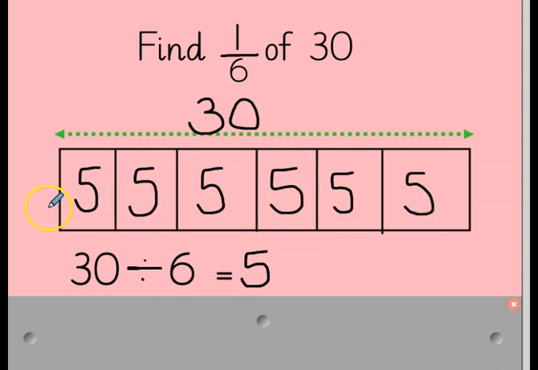If I was to add all those 5s up, I would have 30. So therefore, 1/6 of 30 is equal to 5. And that's it. We've just found a unit fraction. Let's have a look at one more question.